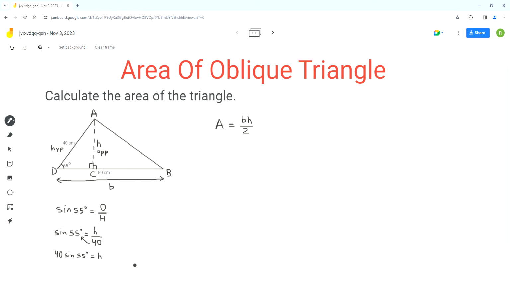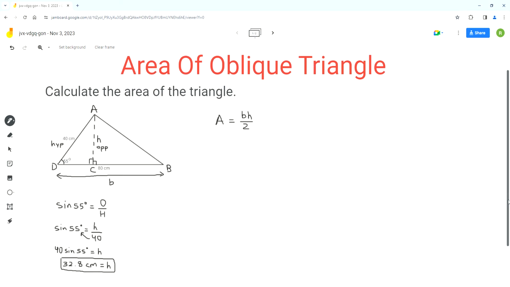And now we can evaluate this expression. We can use our calculator. So 40 times sine of 55 degrees is equal to 32.8. So I'm rounding the answer to one decimal place or to the nearest 10, and the unit is centimeter. So this is the height of this oblique triangle. And now we can use this height to calculate the area of this triangle.